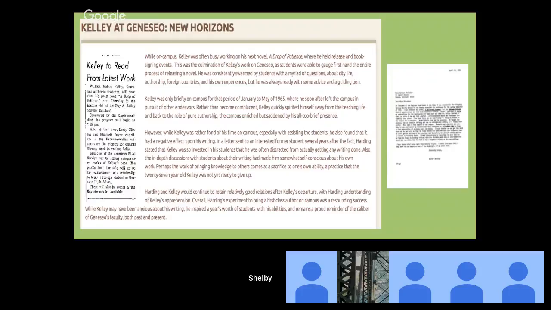And it also said why he left, which was because Kelly confided in Harding saying, I don't know, talking about writing so much has made me self-conscious, and I'm also so focused on discussing my students' work that it's distracting from my own work. So he didn't want to settle down just yet. He was only 27, so that's understandable.